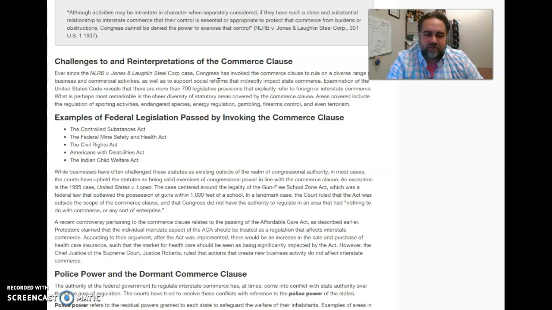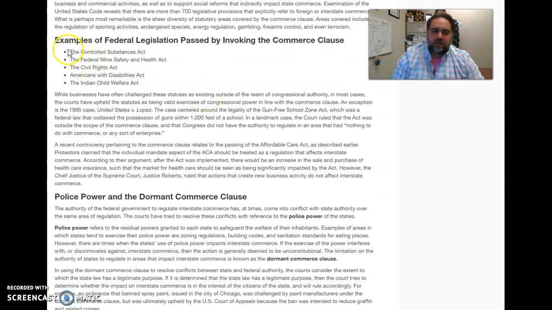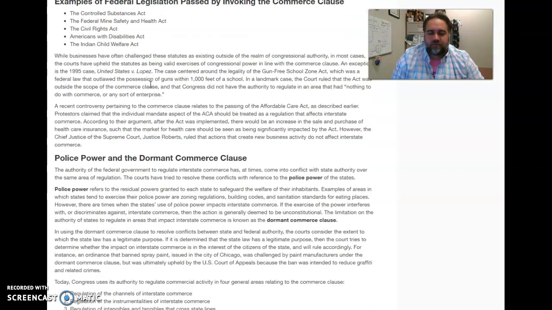An examination of the United States Code reveals that there are more than 700 legislative provisions that explicitly refer to foreign and interstate commerce. Some examples of federal legislation passed by invoking the Commerce Clause: the Controlled Substances Act, the Federal Mine Safety and Health Act, the Civil Rights Act, the ADA or the Americans with Disabilities Act, and the Indian Child Welfare Act are examples of Commerce Clause invocation.